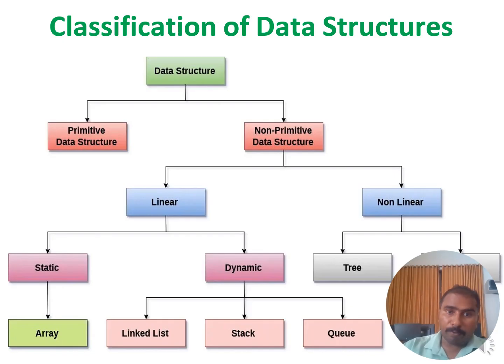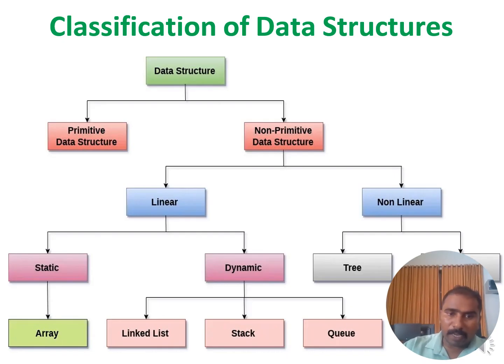Next, non-primitive data structures. What are they? Non-primitive data structures are again classified into two types: linear data structure and non-linear data structure. What is meant by linear? The data will be stored in contiguous memory allocation. The data are stored in linear order, and that's why we call it a linear data structure.